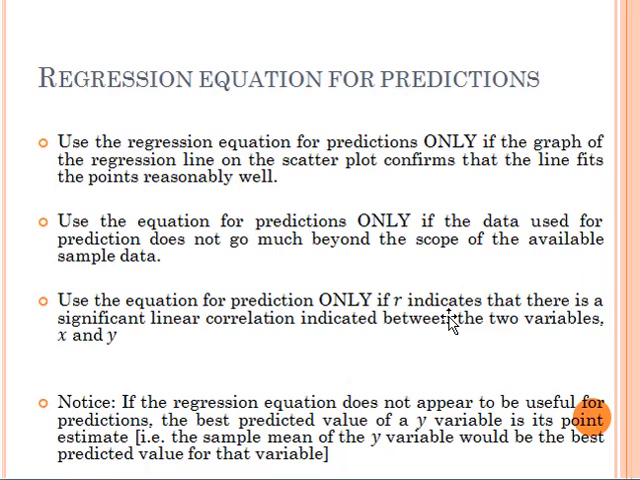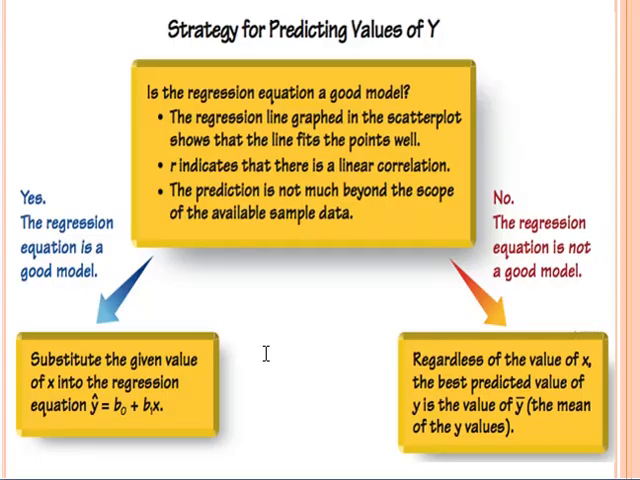Also, an important point to be noticed here is that if the regression equation does not appear to be useful for prediction, the best predicted value of a y variable, which is a dependent variable, is its point estimate. And what does it mean? It means that the sample mean of the y variable would be the best predicted value for that specific variable.